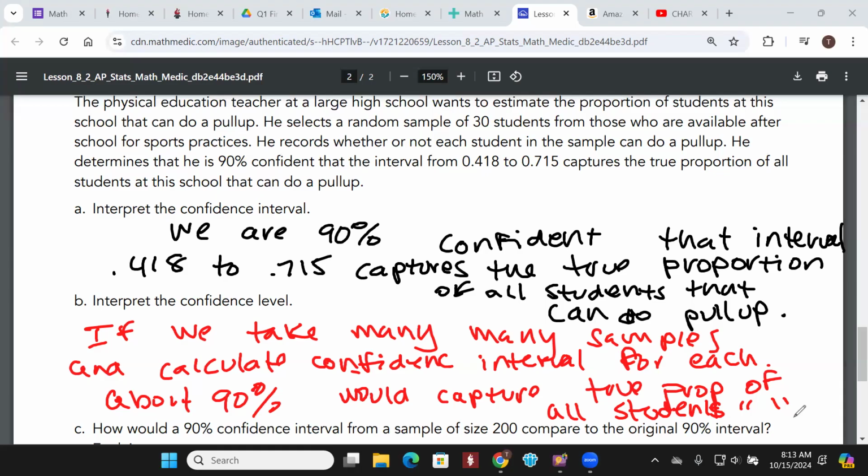Now, how would a 90% confidence interval from a sample size of 200 compare to the original 90% interval? So going from a sample size of 30 to now 200, what would happen? Increasing the sample size does what to the margin of error? Okay, increasing the sample size decreases the margin of error, so it would be narrower. For the next one, explain what would happen to the length of the interval if the confidence level were decreased to 80%. So it would be narrower.